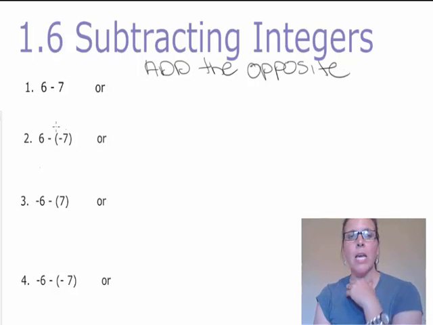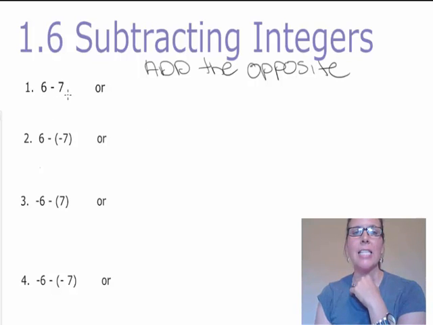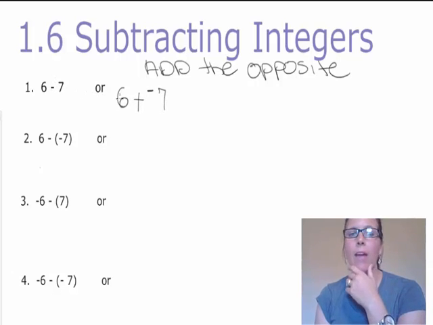Okay, so 6 minus 7 is the same, because this is really a positive 6 minus a positive 7. So if we wanted to add the opposite, we would really change it to 6 plus a negative 7. This is the same thing. That's the most important thing to know. However it makes more sense to you, you go with it. But you have to know that 6 minus 7 is the same as 6 plus a negative 7.